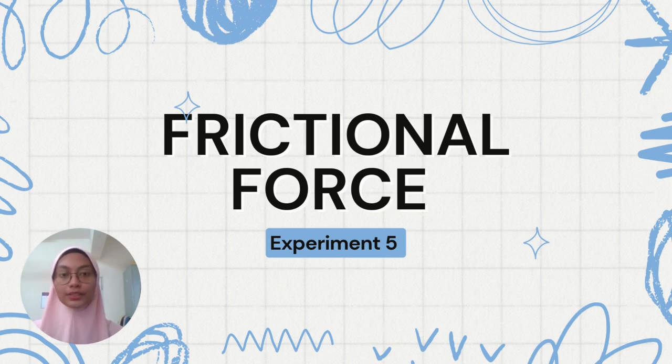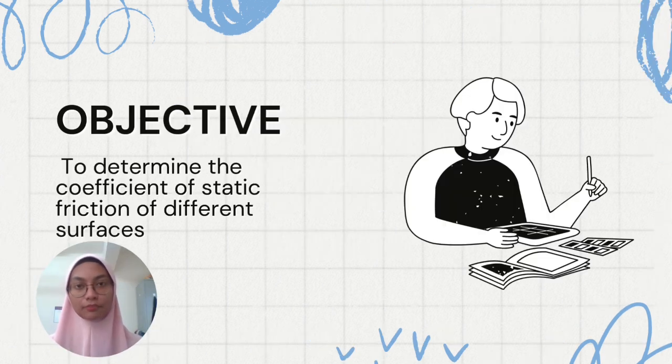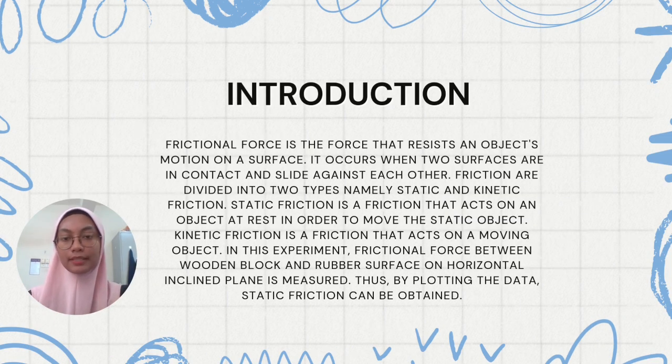2024289874 will now continue our group's next presentation, Experiment 5, Frictional Force. The objective of this experiment is to determine the coefficient of static friction of different surfaces. Next, let me introduce this experiment.